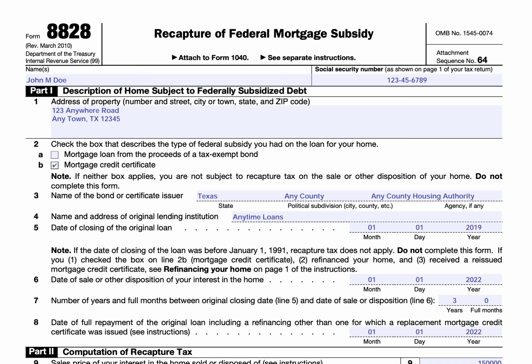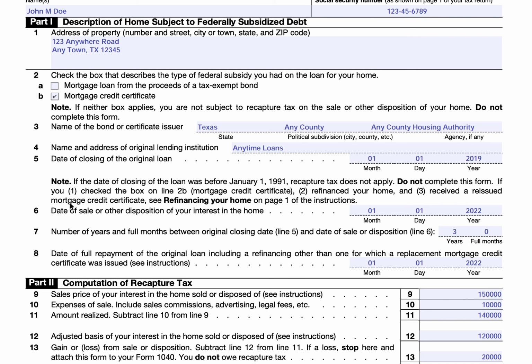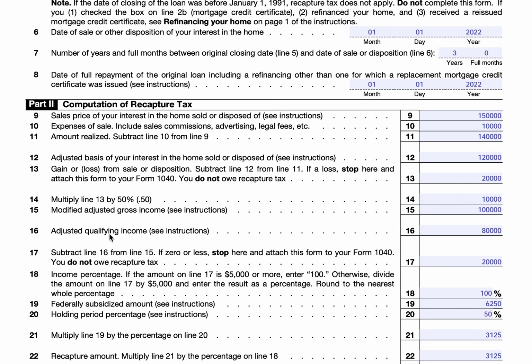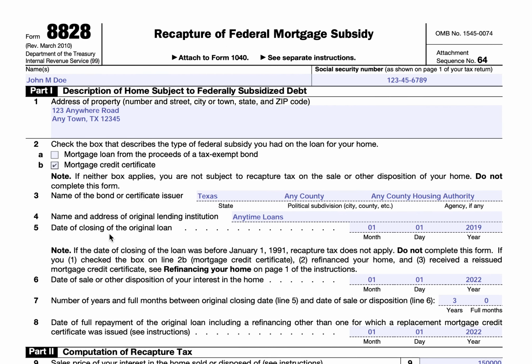So in this situation, we're going to go through this one-page tax form. There are two parts. Part one is when you put in the description of the home, the transaction, the bond or certificate issuer, and then in part two, you'll actually go through the numbers and calculate the recapture tax. So let's start at the top with our hero, John Doe, his social security number, and then the address of the property that he disposed of.